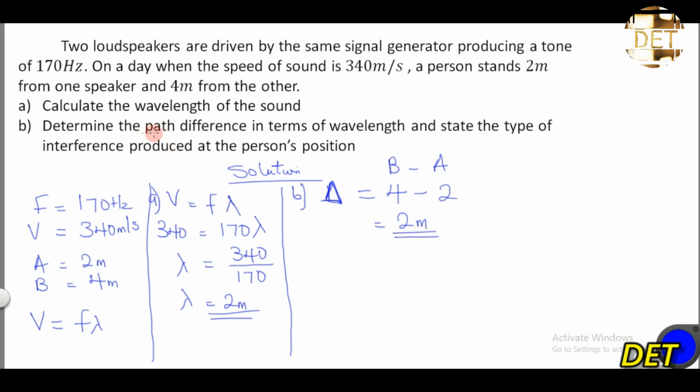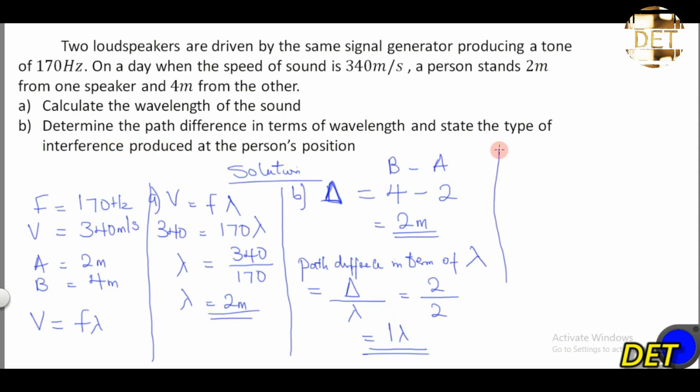But what we're looking for is the path difference in terms of wavelength. So the path difference, delta, in terms of the wavelength, is equal to the path difference divided by the wavelength. Our path difference is 2, and the wavelength is 2. So 2 divided by 2 is equal to 1 lambda. This is the path difference in terms of wavelength.